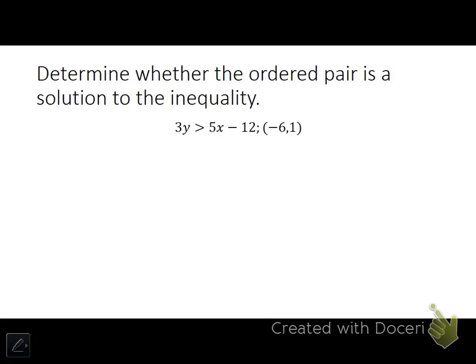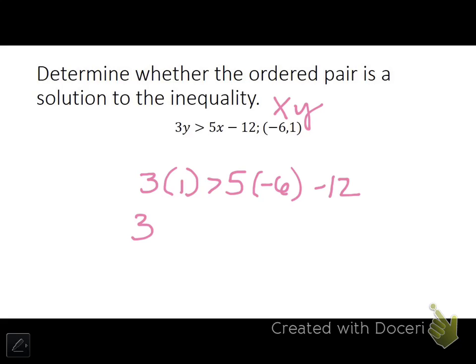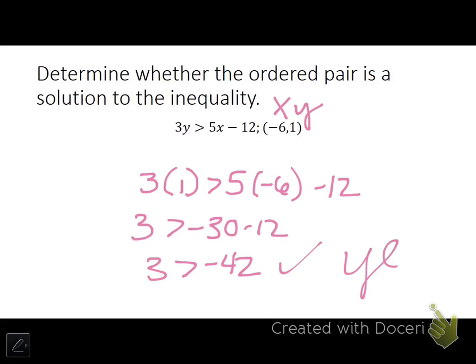Okay, let's plug this one in. Remember to put the 6 in for your x and the 1 in for your y. So 3 times 1 is 3. 5 times 6 is negative 30. Negative 30 minus 12 is negative 42. Is 3 greater than negative 42? Yes, it is. So that means that point should sit in the shaded region of this graph.